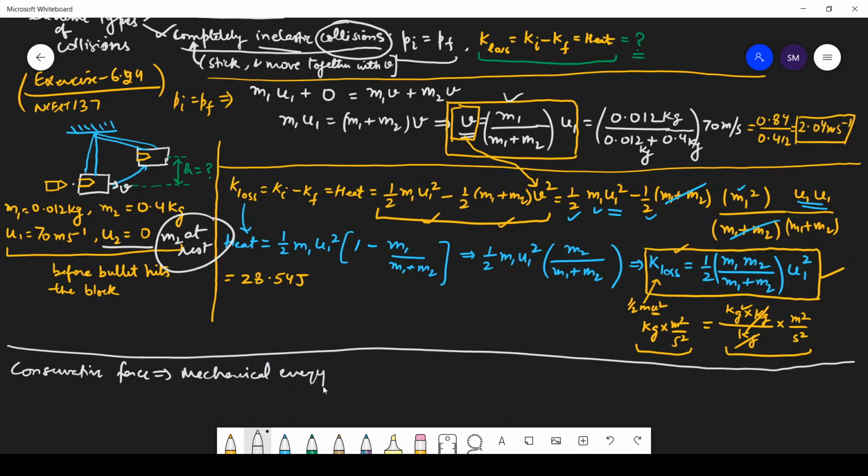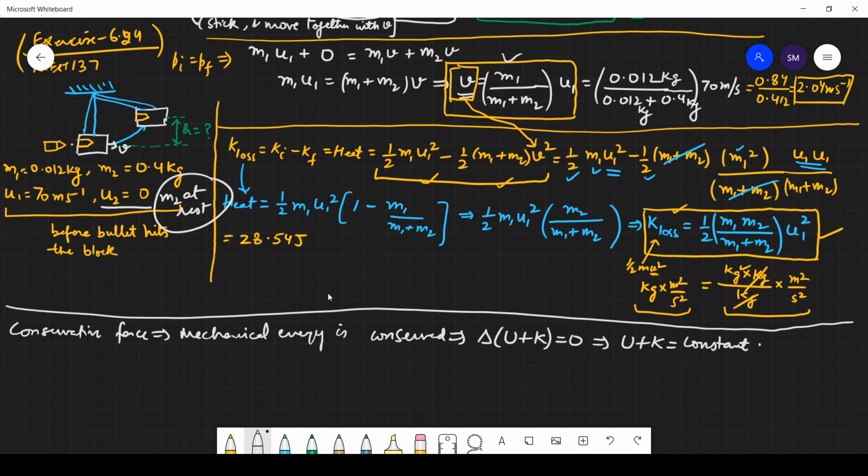Mechanical energy is conserved. So how can we write it? We can write it as delta potential energy plus kinetic energy is equal to 0. So there is no change in mechanical energy, and you can further write it as U plus K is equal to constant at all times. Is this fine?